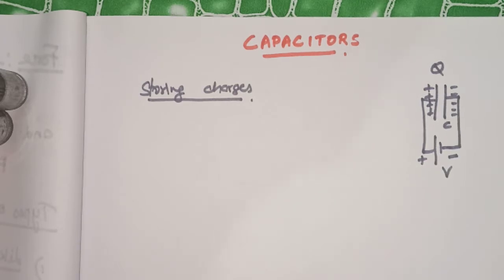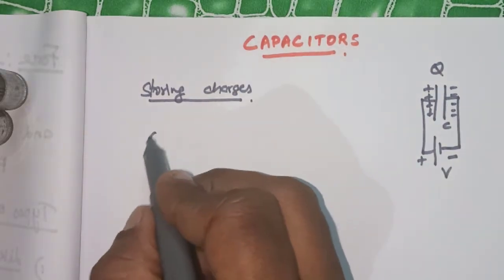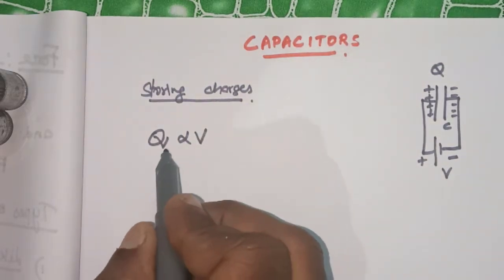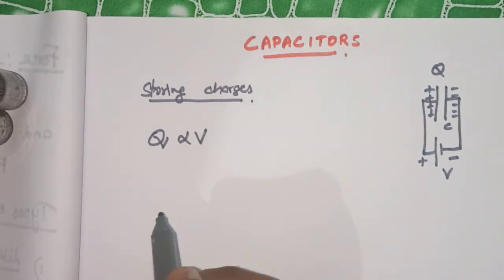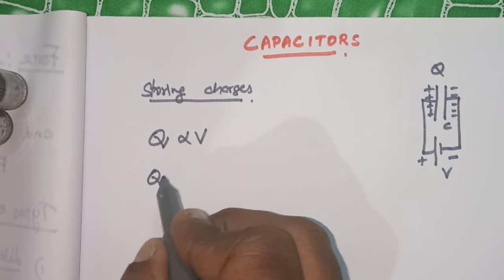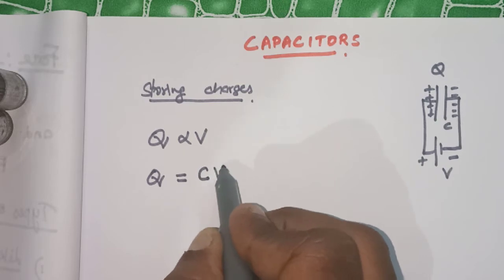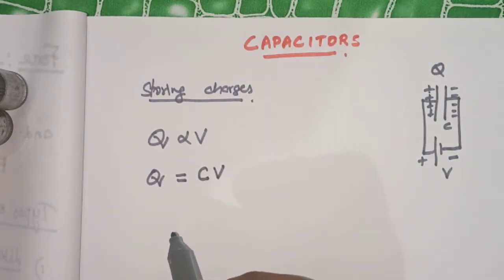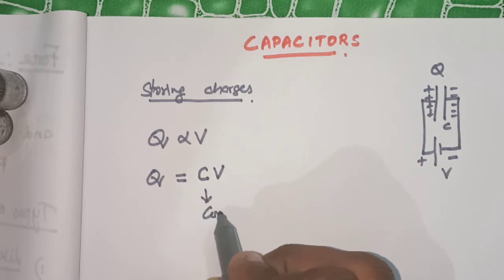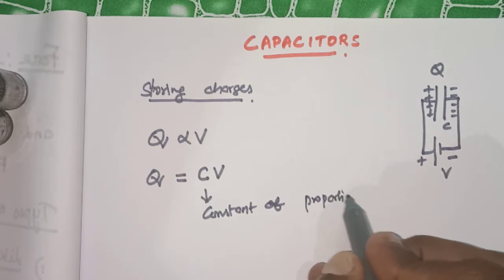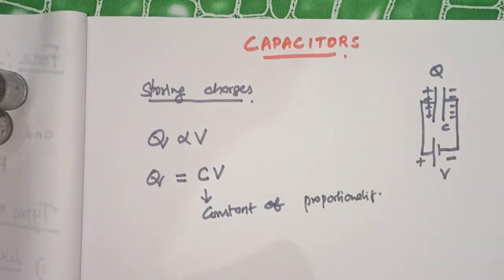So how do we write the equation form? Q is directly proportional to V. Charge stored in a capacitor is directly proportional to voltage. Okay, here Q is equal to, cancel the proportionality, one constant that is called C, so Q equals CV, where C is called the constant of proportionality. Therefore C equals Q by V.